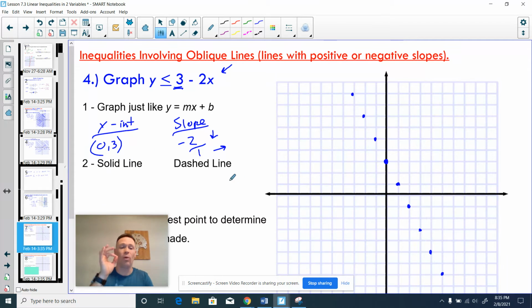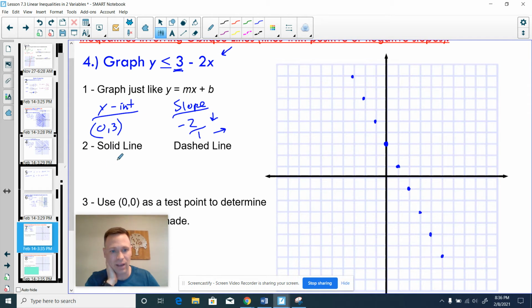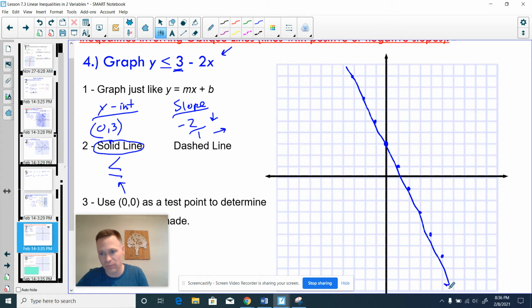All right, now before I actually graph my line, I have to pay attention to, is it going to be solid or is it going to be dashed? Now, because I have a less than or equal to symbol, it is going to be solid, because of that equal to part at the bottom there. So I'm going to go ahead and graph my solid line as straight as I can. It's a little bit off there, but you know where the line's supposed to be.